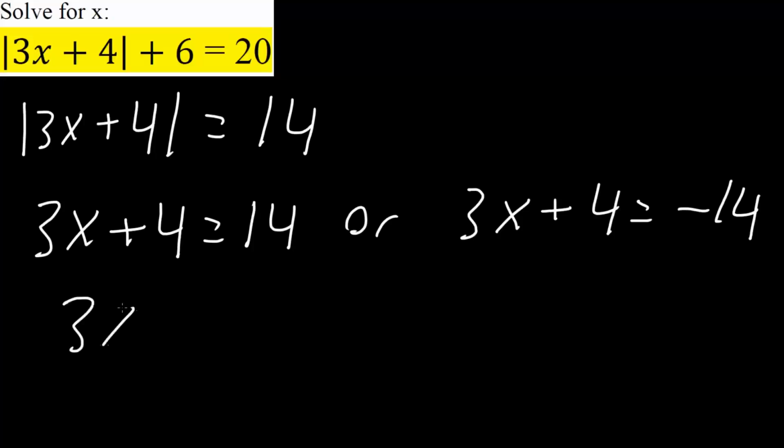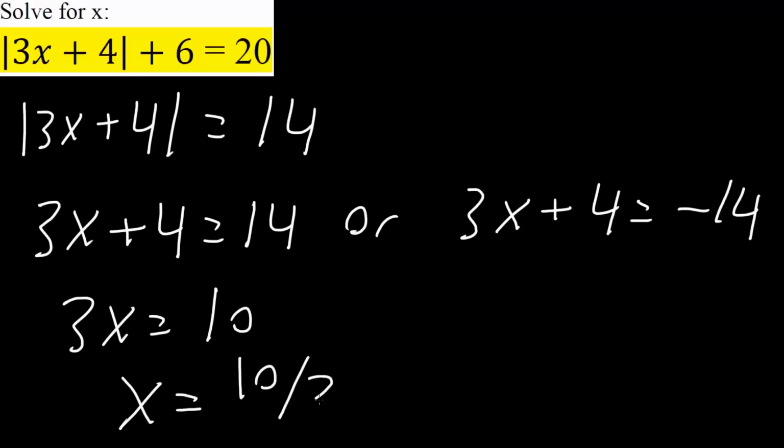So 3x is equal to 10. 14 minus 4 is 10. And so we could say x is equal to 10 over 3. And so this is one possible answer for x.